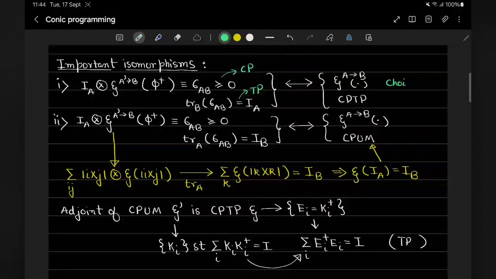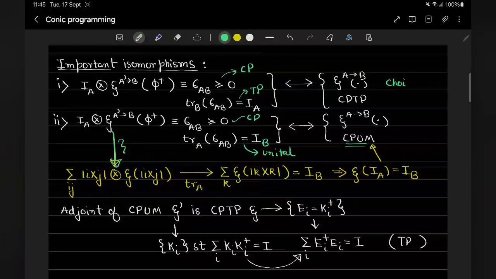Similarly, there is another idea: if you have a completely positive unital map, then it is isomorphic to a positive semi-definite operator. So this is the CP condition, such that the trace on the A part is identity on B. So this is the unital condition, I_B. Why is this the unital condition? You can quickly check. I have written it here.